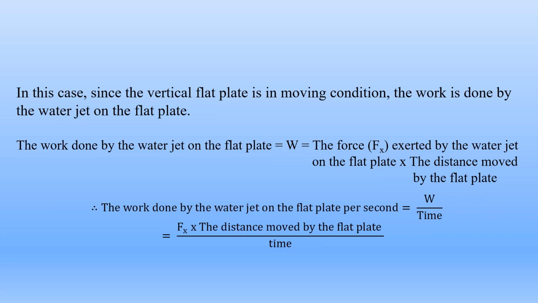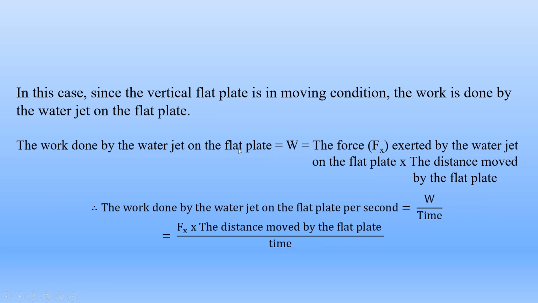So here also the plate is in moving condition. So the force Fx acting on the plate did work on the metal plate. That work is equal to force Fx into the distance moved by the plate. That is equal to work done by the water jet on the plate. Divide this equation on both sides with time.